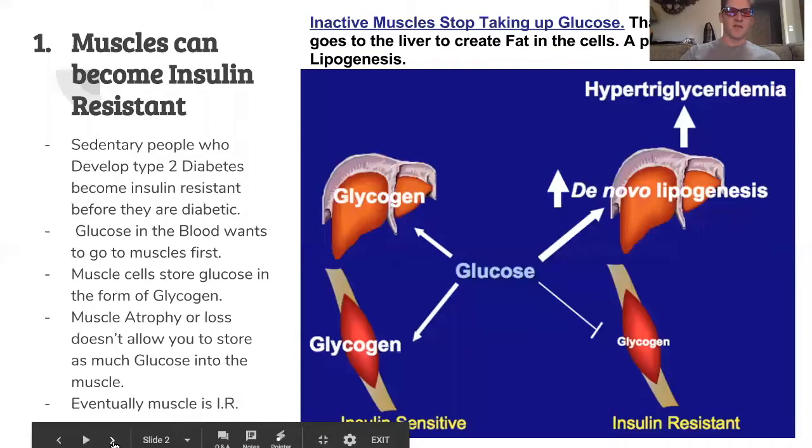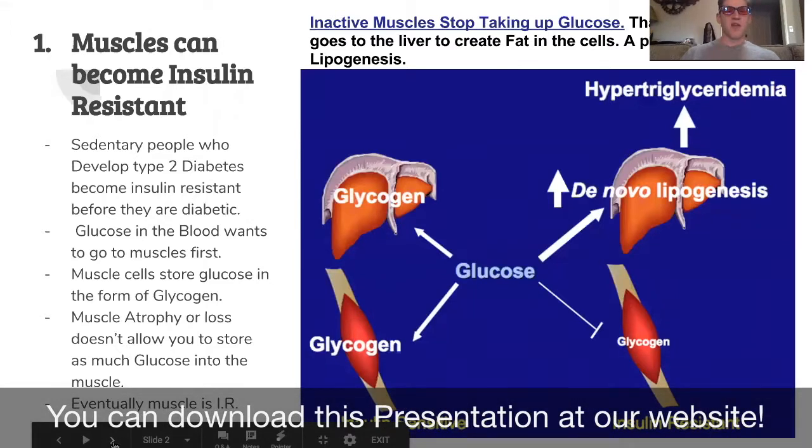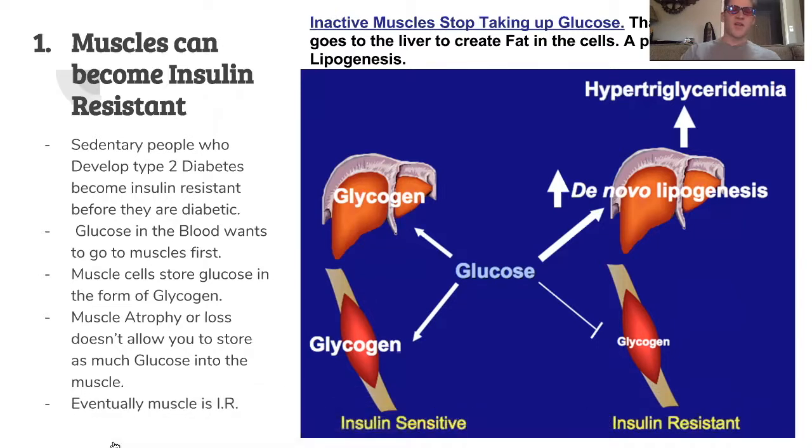So, number one, muscles can become insulin resistant. Now, what's important for people to know here is sedentary people who develop type 2 diabetes often become insulin resistant before they are diabetic. In fact, it's more like everybody does. But what we're going to talk about here is how glucose enters the bloodstream, and the first place that the body wants to put it is its biggest storage mechanism for glucose, which is muscle.